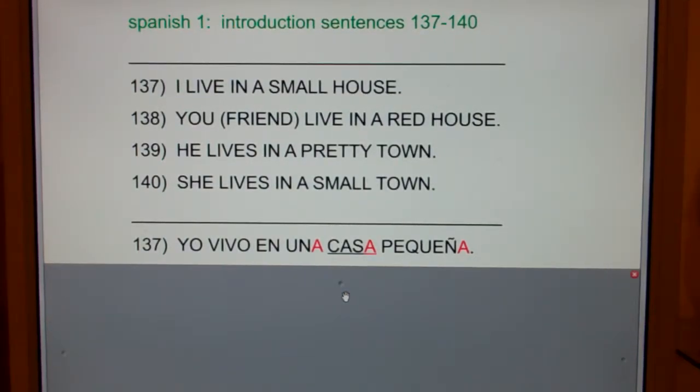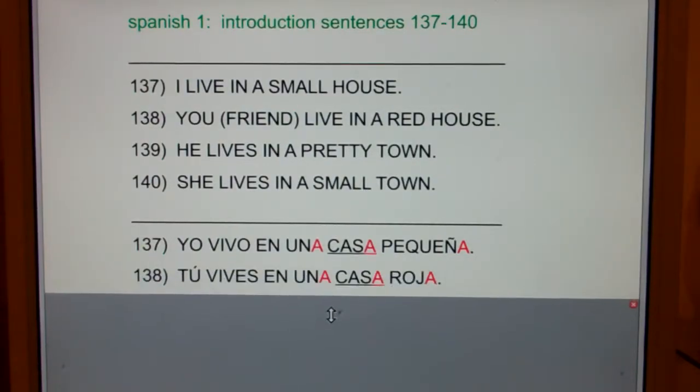138. You, friend, live in a red house. Tú vives en una casa roja.